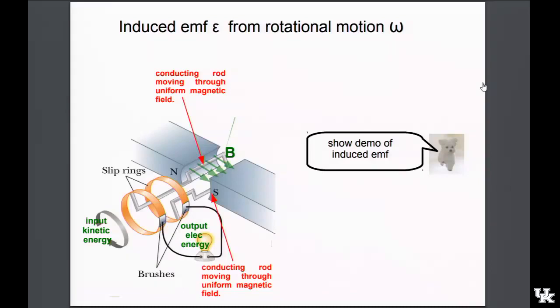And as you turn it around, you keep changing the number of field lines that are passing through the loop. In the last example, we changed the flux through the circuit by moving the rod along the rails. In this example, we're going to change the flux through the circuit by just rotating the loop. As this loop rotates, you're going to have a changing number of field lines through the loop, a changing magnetic flux through the loop. You're going to have an induced current and an induced EMF in the loop. This is how we're going to turn mechanical energy, inputting kinetic energy, into electrical energy, outputting electrical energy.